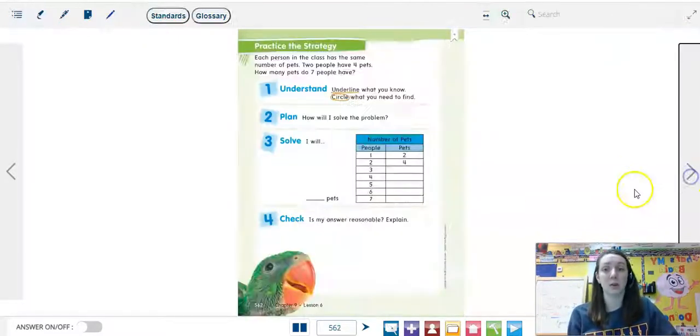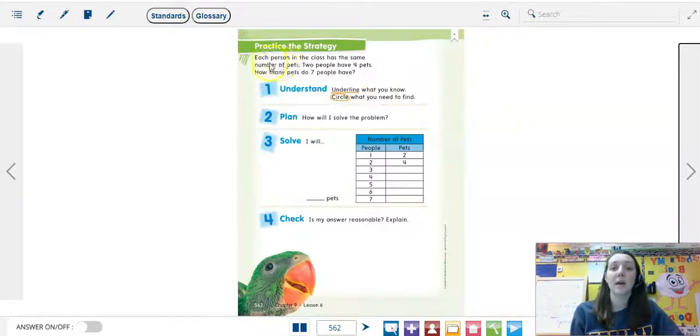Okay, so let's try to do another one. Let's practice the strategy. Each person in the class has the same number of pets. 2 people have 4 pets. How many pets do 7 people have?